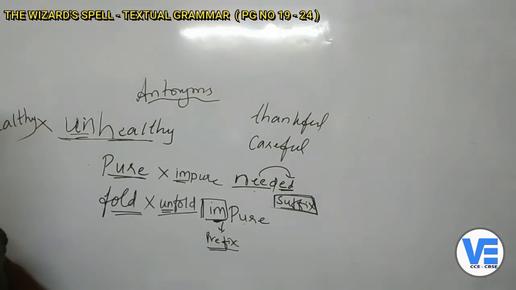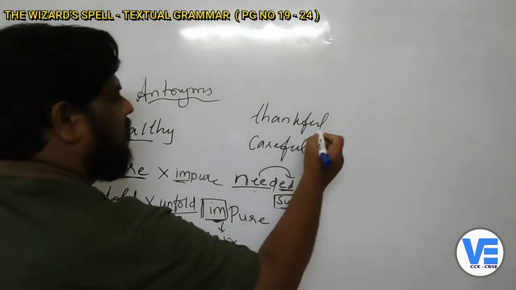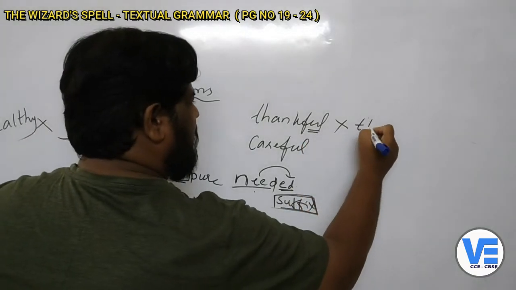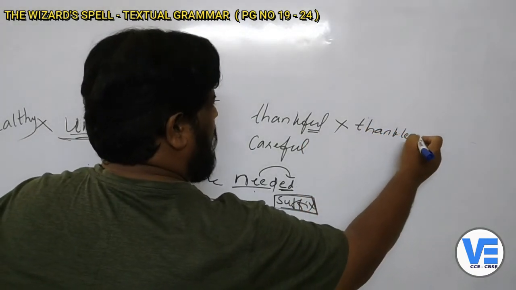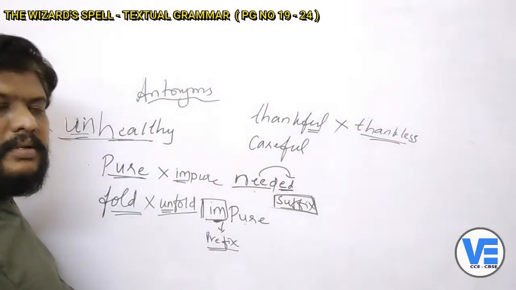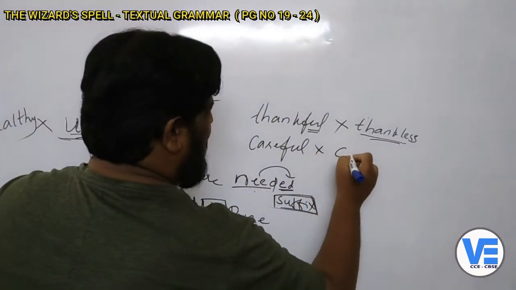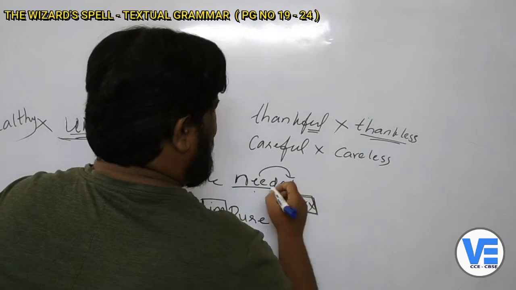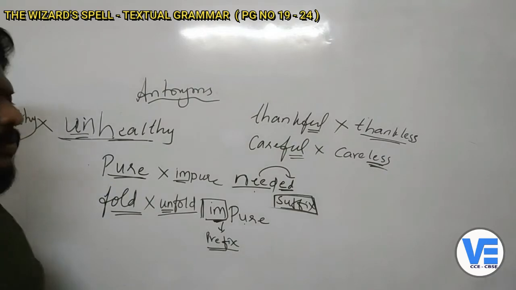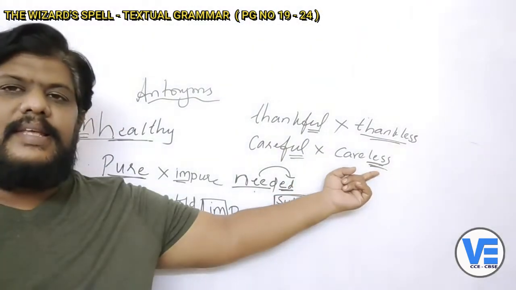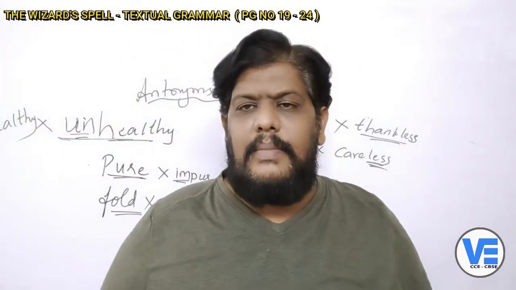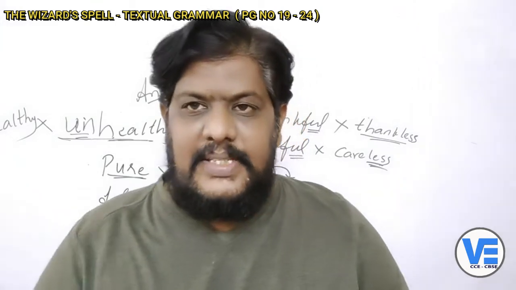Now coming to the word thankful. How can you make this word an opposite word or an antonym? Instead of full, what you will write is thankless. This thankless word will become the antonym. And careful, you write careless. Instead of full, we are writing less. The suffix added here is less, and that is making this word an antonym. Like this, there are several words which you can make antonyms by adding prefixes and suffixes.